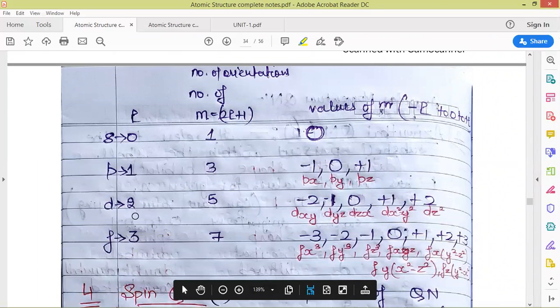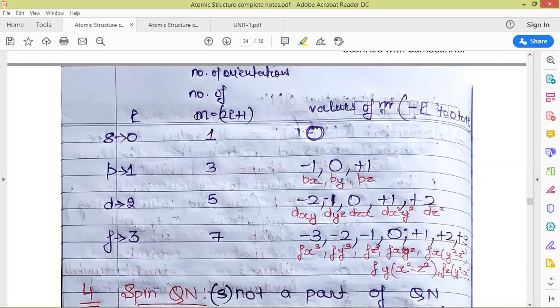So here we have different values of L, and further we have the number of orientations based upon the value of M. So here for S orbital, value of L is 0. For S subshell, value of L is 0. That means M can have just one value, just one orientation, and value of M is going to be 0, because the value can be minus L to plus L. So here 0 is the only value. So M will have the value as 0.